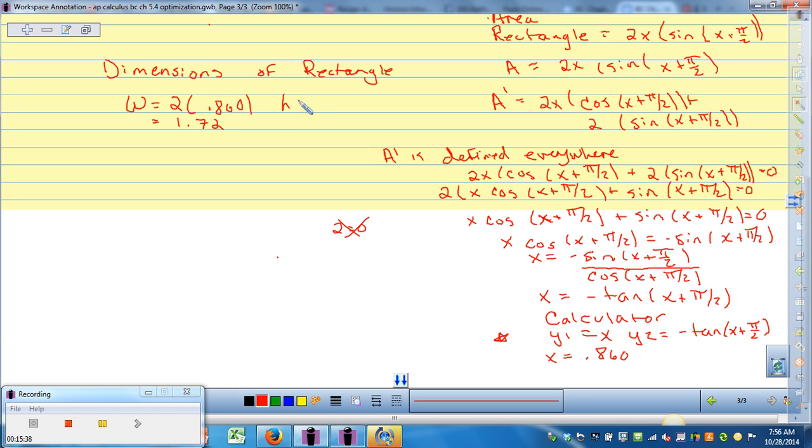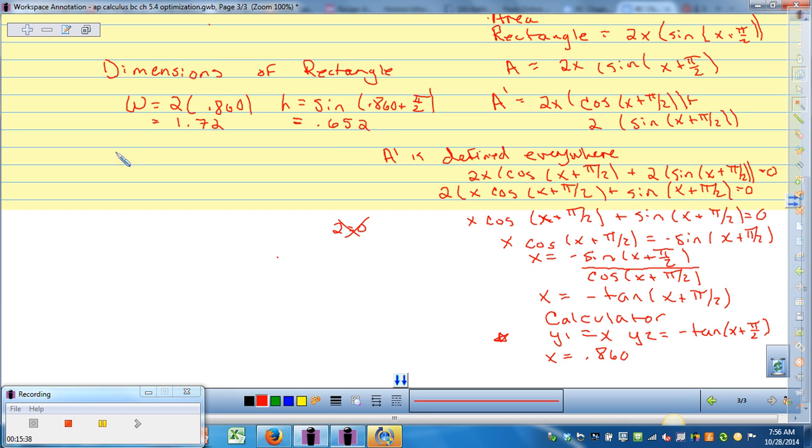And what about the height? How would we get the height? Plug it into that sine curve. So we've got sine of 0.860 plus pi half. Whatever that comes out to be. Someone have that for me? What is it, Bridget? 0.652 sounds familiar.